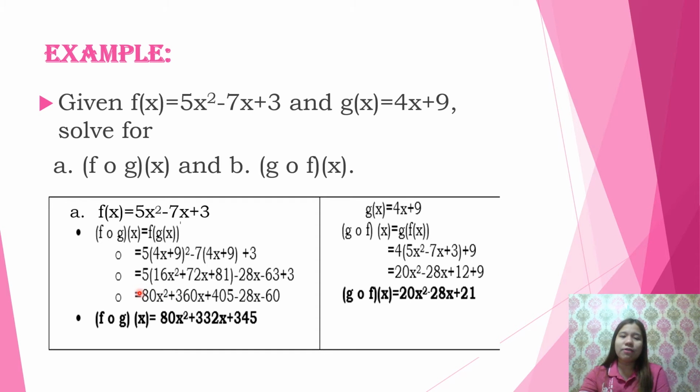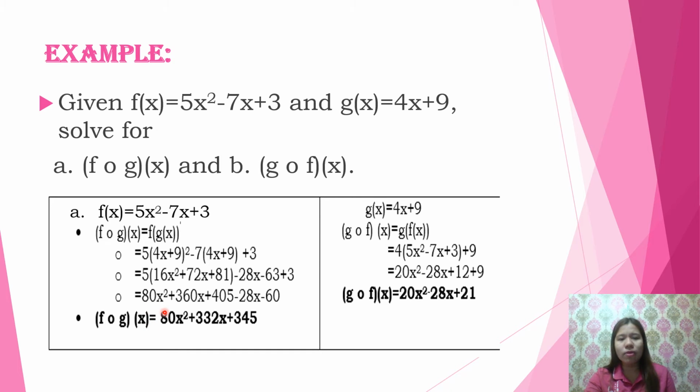You need to multiply 5 for each of the terms here. 5 times 16x squared is equal to 80x squared. 5 times 72x is 360x. 5 times 81 is 405, and then minus 28x, minus 63. This is negative 63 plus 3 is negative 60. Okay, combining like terms, we have f of g of x.